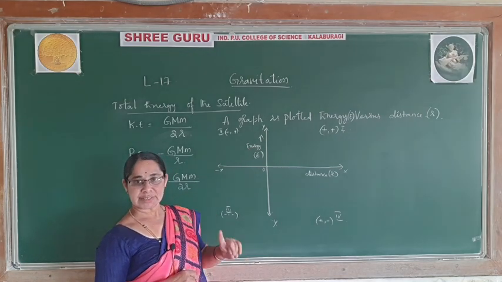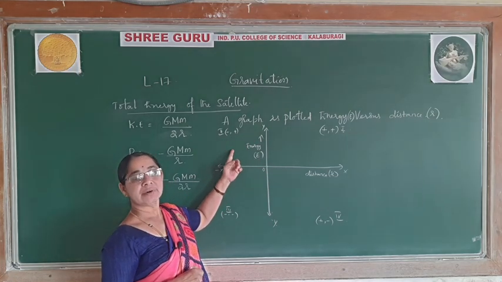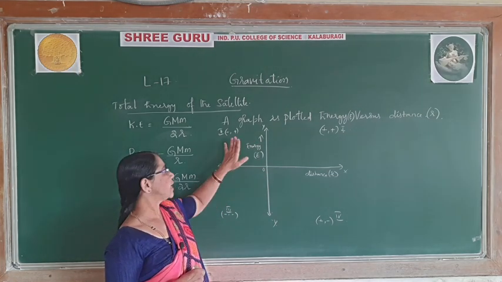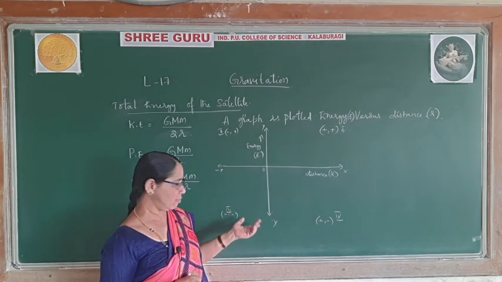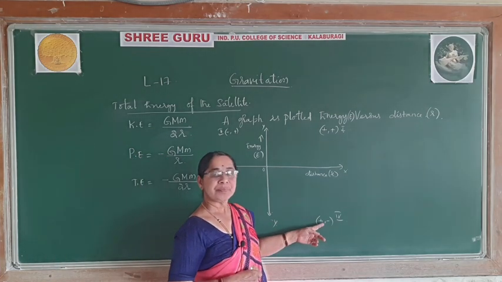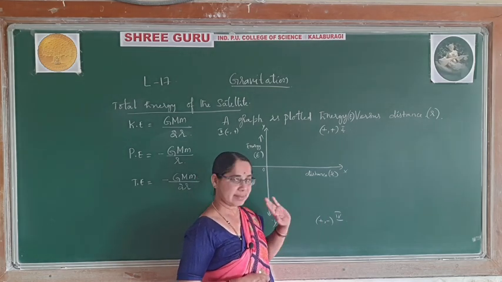If both x and y are positive, it is the first quadrant. If x is negative and y is positive, second quadrant. This is the third quadrant where both x and y are negative. Fourth quadrant is where the x axis is positive and the y axis is negative. You are selecting this. Okay.